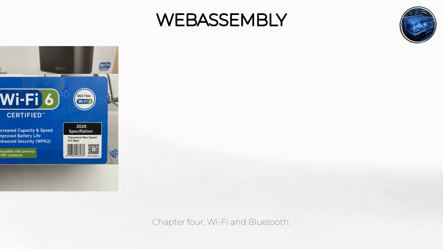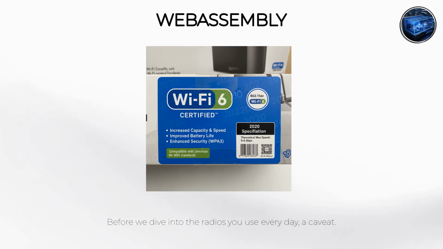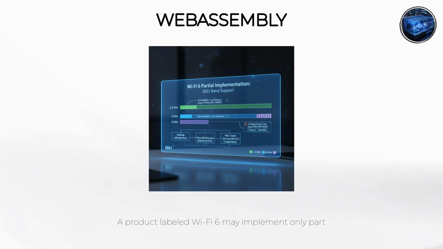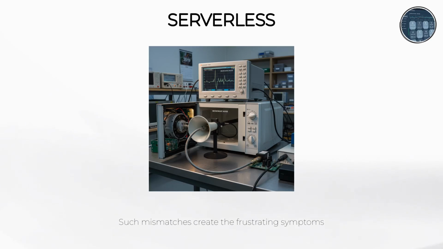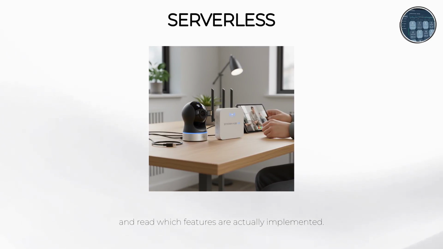Chapter 4. Wi-Fi and Bluetooth. Before we dive into the radios you use every day, a caveat. Version numbers on the box don't tell the whole story. A product labeled Wi-Fi 6 may implement only part of the specification, or only on one band. A smart plug may claim Bluetooth support but omit the low-energy features you need for long battery life. Such mismatches create the frustrating symptoms you've probably seen: devices dropping off when you microwave popcorn, or headphones stuttering despite claimed high-fidelity codecs. The core message is to look beyond the logo and read which features are actually implemented.